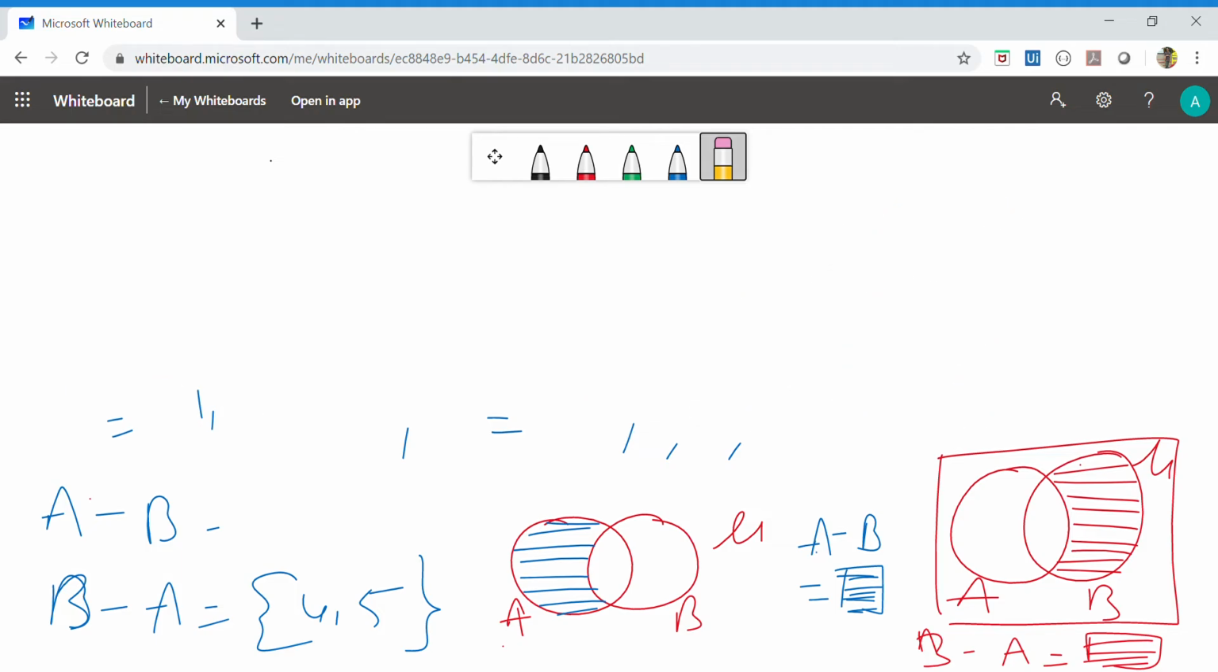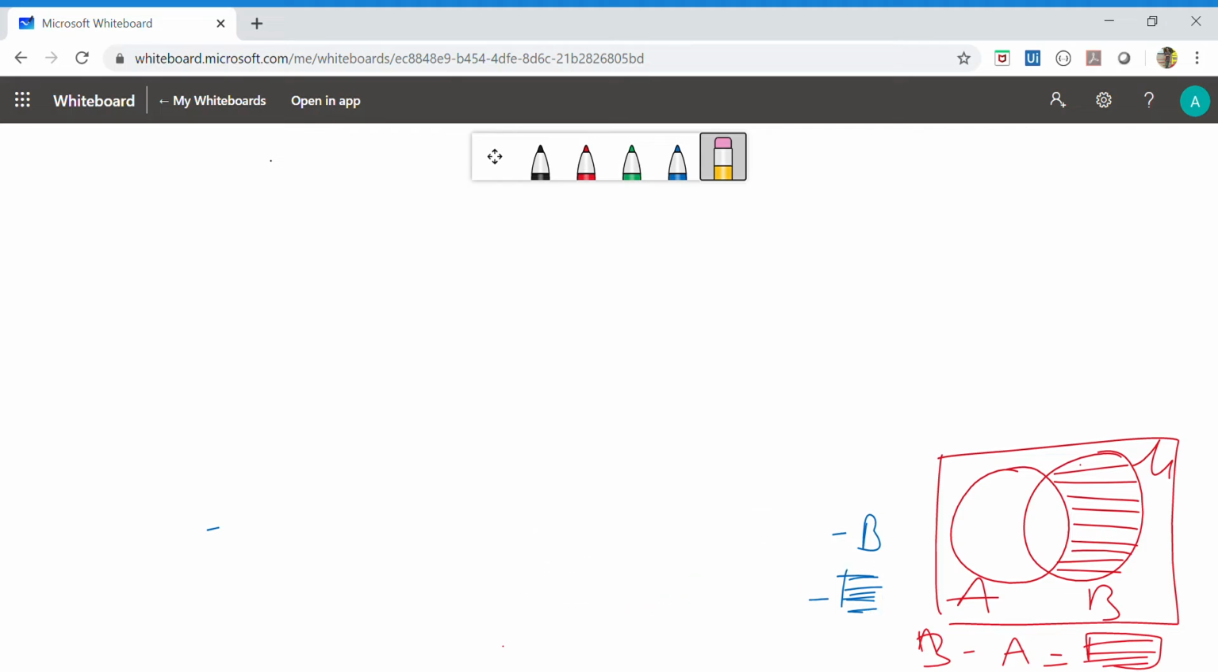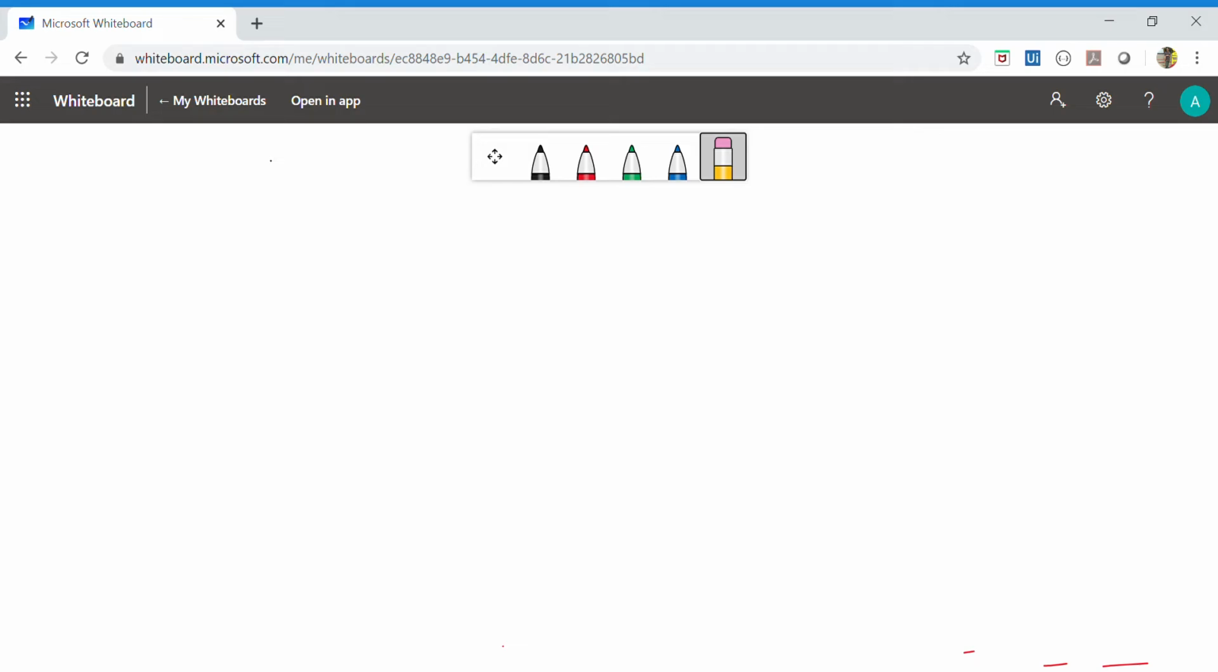Next, coming to review: A union B is all elements together without repetition. A intersection B means common elements, only common elements. And A minus B means the elements which belong to A and do not belong to B. So next, symmetric difference.